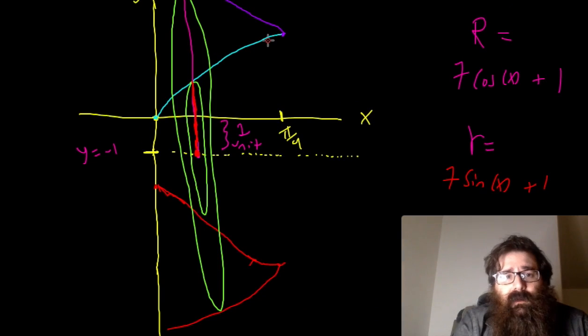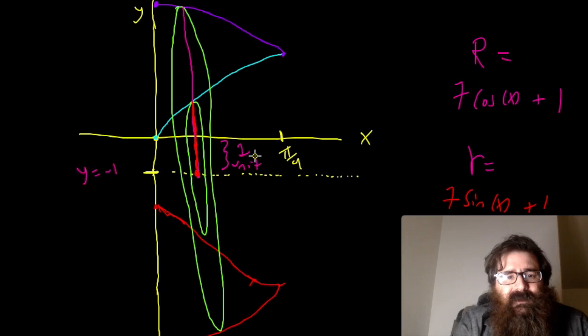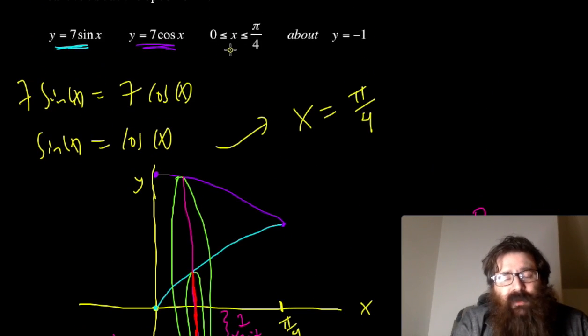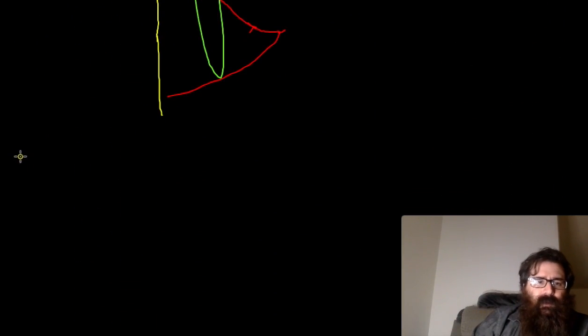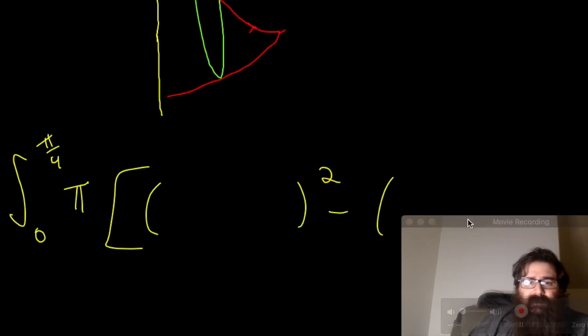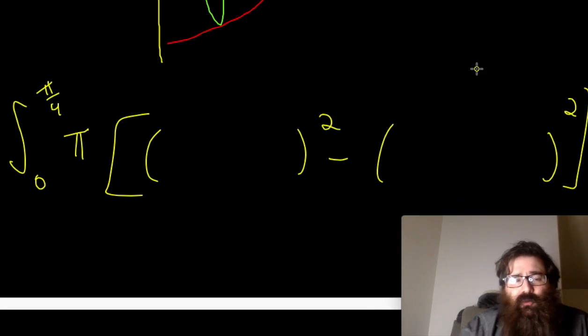So if that makes sense, then we're ready for our setup. Let's take a look at how this is going to look. We already have the bounds given on x. They're actually given with the problem. That's from 0 to pi over 4. So let's say I want to integrate from 0 to pi over 4. I'm going to want pi times the outer radius squared minus the inner radius squared. We said this is going to be integration with respect to x.